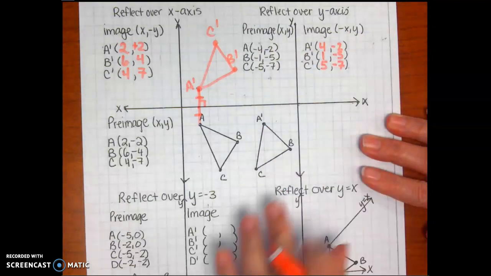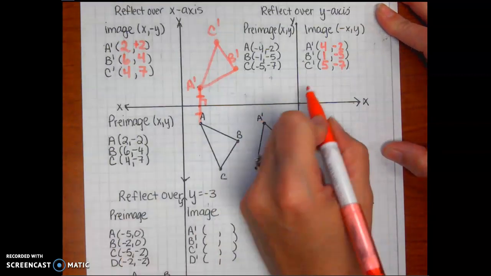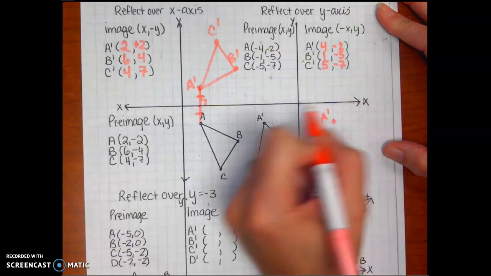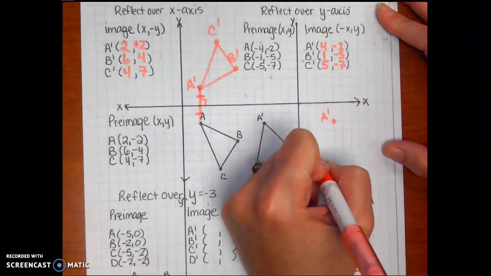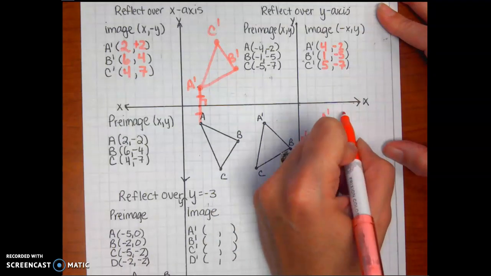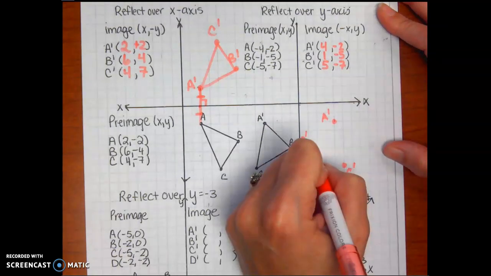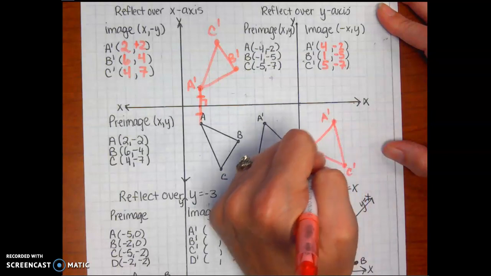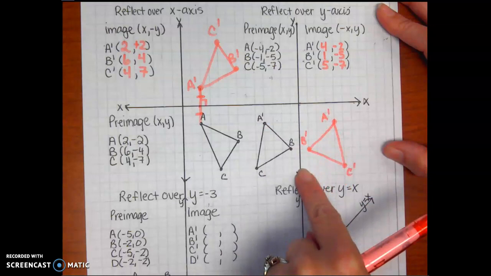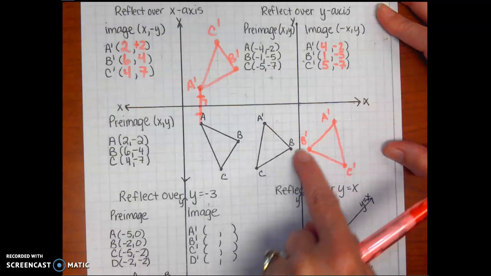So now I have my image points, and I am going to graph those on here. So 4, negative 2. There's my A prime. 1, negative 5. There's B prime. And 5, negative 7. There's C prime. And again, it preserves congruence, so they should be equal to each other. And I'm just kind of visually checking, since my line of reflection is vertical, my perpendicular bisector would be horizontal. And I can see they are in line and they are the same distance away.